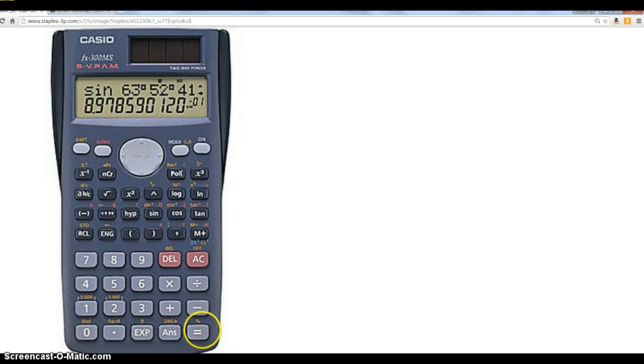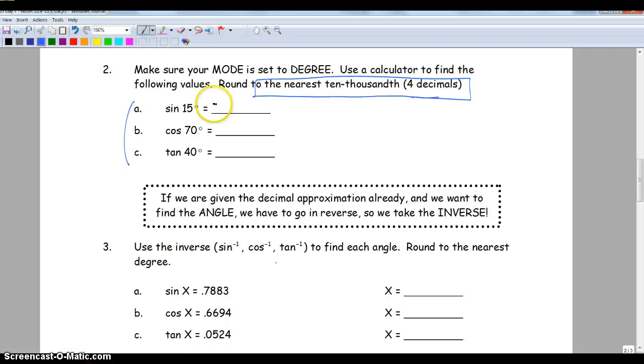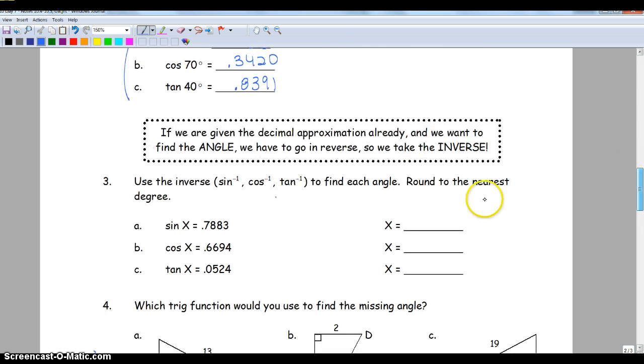Cosine 70 equals. And then you round. Tangent 40 equals. And then you round. You're all set. So these ones are pretty simple. If you type sine of 15, you're going to get 0.2588, if you round to 4 numbers after the decimal. Cosine 70, you just hit cos 70. You get 0.3420. And then tan 40, hit that, and you get 0.8391.